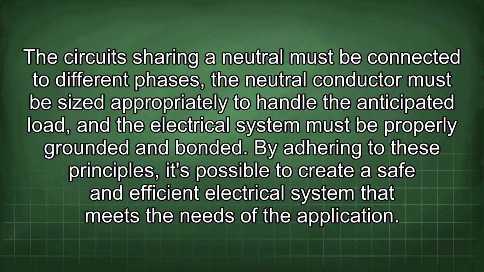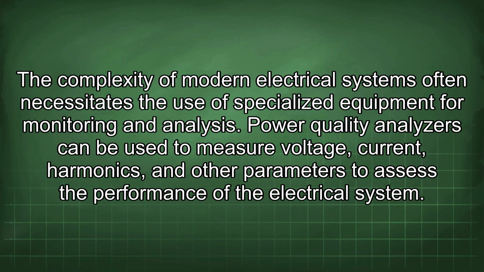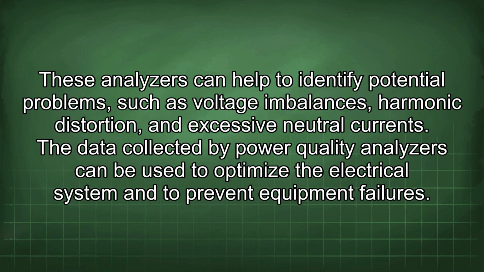The complexity of modern electrical systems often necessitates the use of specialized equipment for monitoring and analysis. Power quality analyzers can be used to measure voltage, current, harmonics, and other parameters to assess the performance of the electrical system. These analyzers can help to identify potential problems such as voltage imbalances, harmonic distortion, and excessive neutral currents. The data collected by power quality analyzers can be used to optimize the electrical system and to prevent equipment failures.